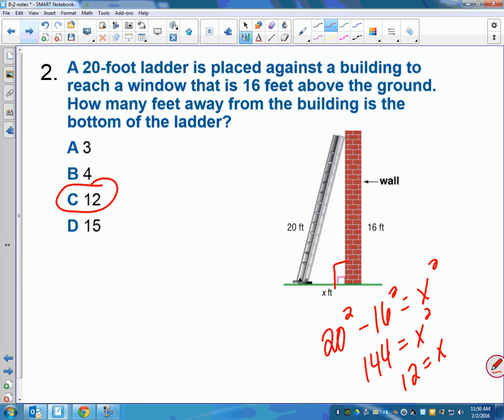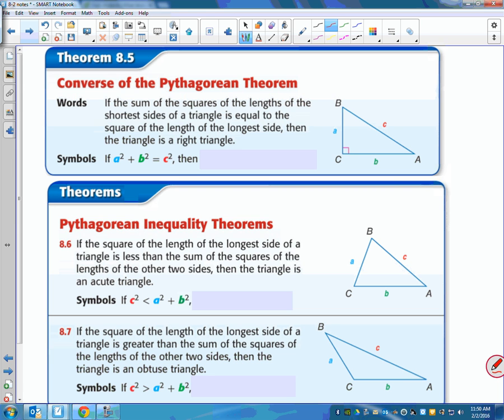Okay, so here might be the new part. That's all stuff you've done. I don't know, you can tell me if you've done this or not. So, the converse. Remember, converse means when you flip the hypothesis and conclusion. So the converse says, if you know that when you add the two legs together squared, that it equals the hypotenuse squared, then you know it's a right triangle. If that doesn't happen, it's not a right triangle. So that's a way that you can prove that something's a right triangle without knowing the angle is 90 degrees.